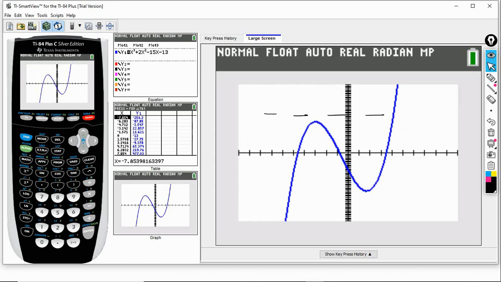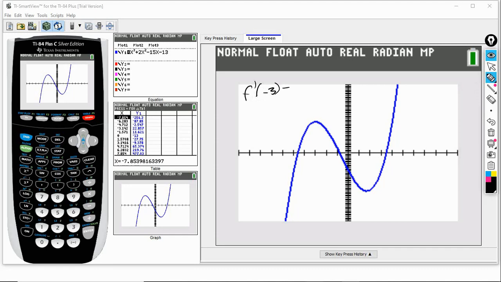And there is the function. There is your function. That would be the cubic function, x cubed plus 2x squared minus 15x minus 13. So what we have to do is find the derivatives, right, the slopes of the line at negative 3.